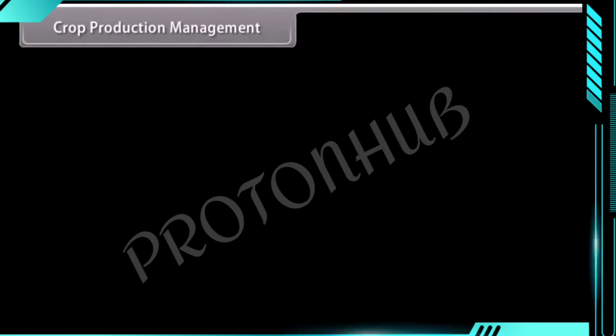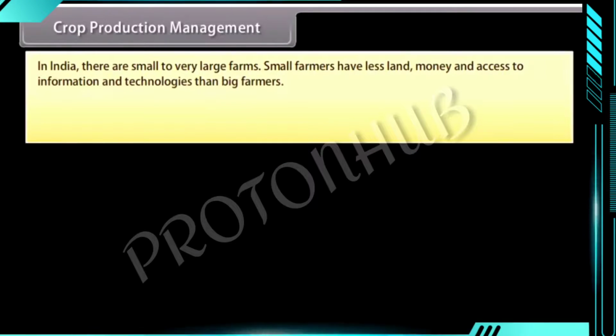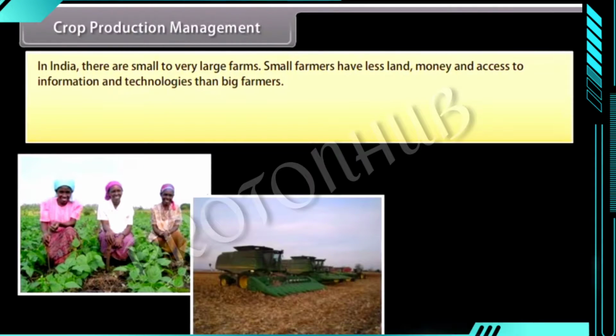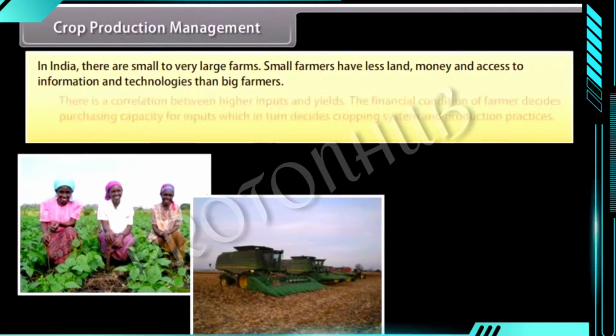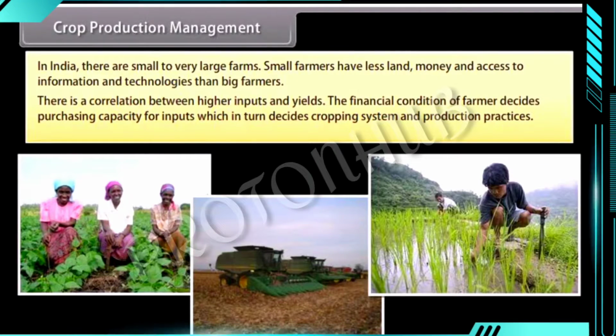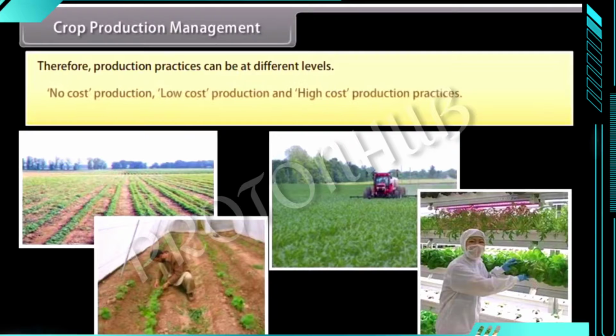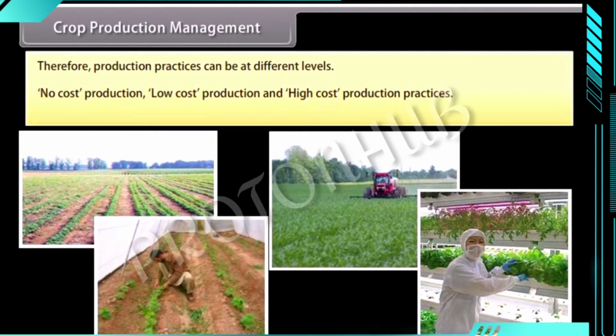Crop production management. In India, there are small to very large farms. Small farmers have less land, money, and access to information and technologies than the big farmers. There is a correlation between higher inputs and yields. The financial condition of farmer decides purchasing capacity for inputs, which in turn decides cropping system and production practices. Therefore, production practices can be at different levels: no-cost production, low-cost production, and high-cost production practices.